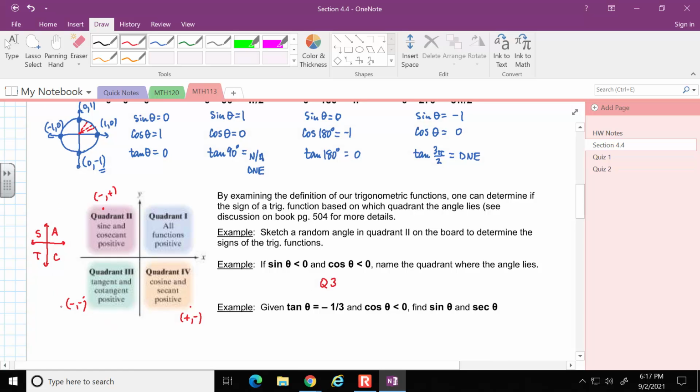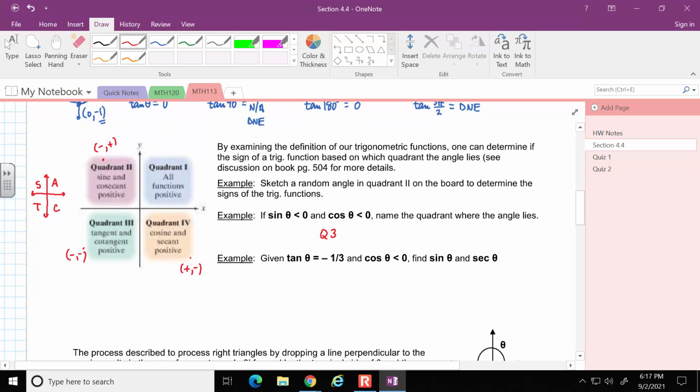Okay. The next one says, given that tangent is -1/3 and cosine of theta is less than 0, find sine and secant. Well, the first thing we might want to determine is what quadrant this is going to lie in. And it is probably going to be the second, right? So tangent's negative, cosine is negative. So for them both to be negative, that means sine's going to be positive, which is in this quadrant. See, in this one tangent would be positive, in this one cosine would be positive, in this one all would be positive. So it has to be in quadrant 2.